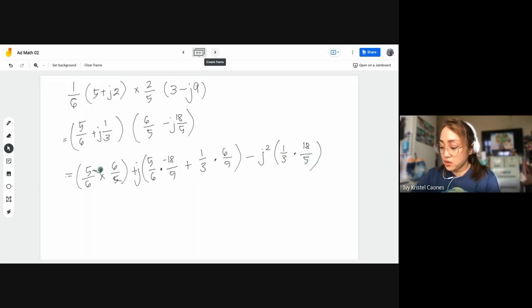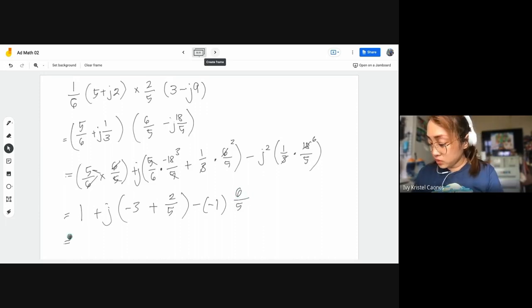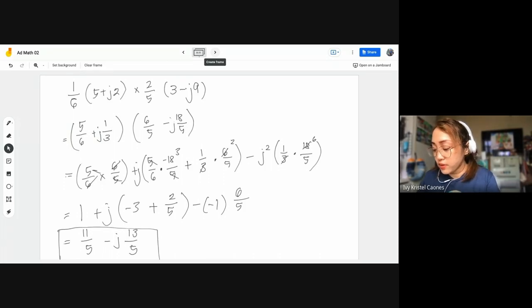So cancel, 1 plus, this is j, cancel, this is 6 of 18, negative 3, plus 2 over 5, minus negative 1, 6 over 5. So 1 plus 6 over 5 is 11 over 5, then negative 3 plus 2/5, minus j, 13 over 5. So the final answer for this one is 11 over 5 minus j 13 over 5. Or 5, 11 minus j 13.